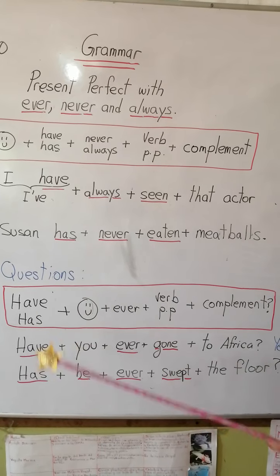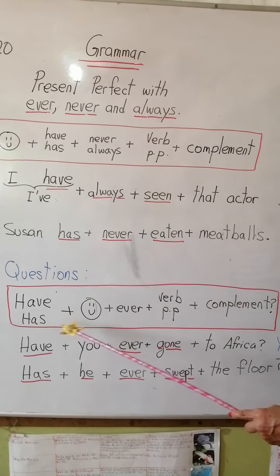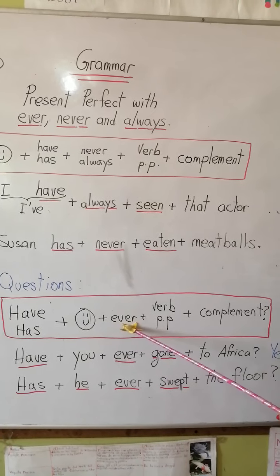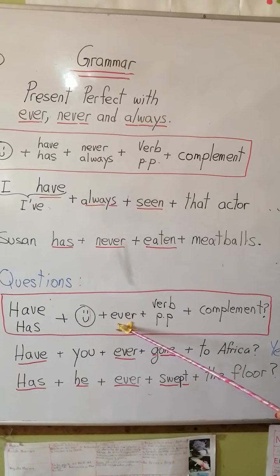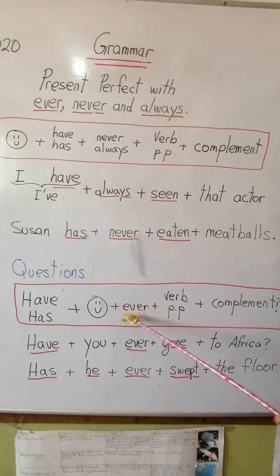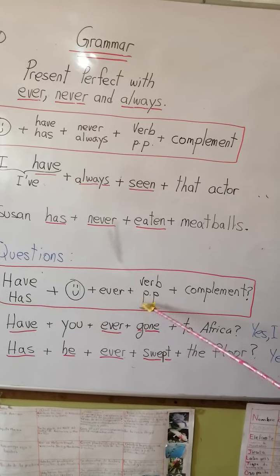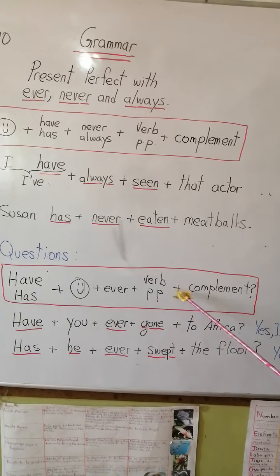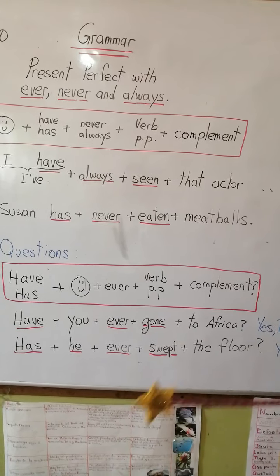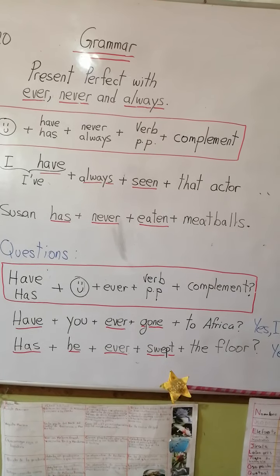Okay, for doing the questions, we have here another formula. You are going to write have or has plus the subject plus ever. It's important. Now we're going to use ever for questions, plus verb in past participle and complement, and two important question marks.